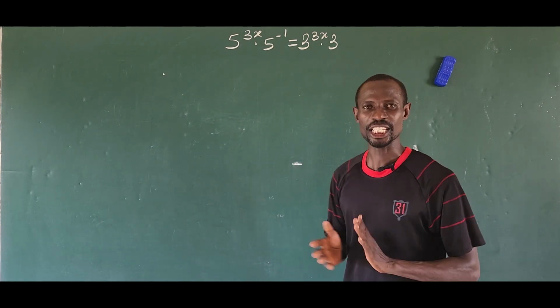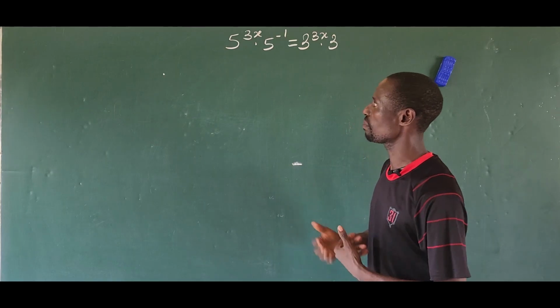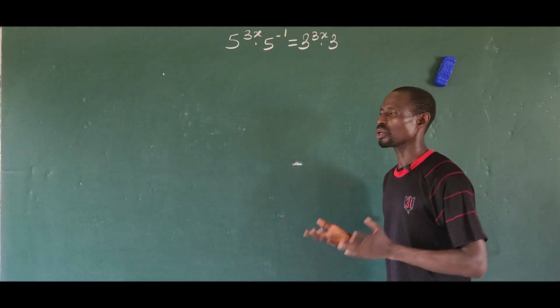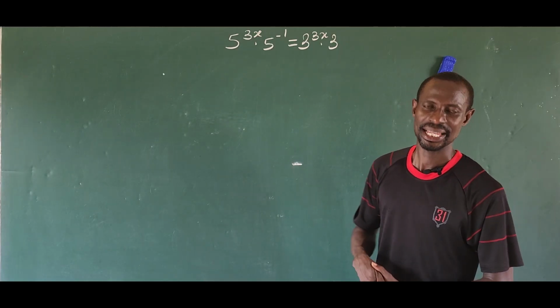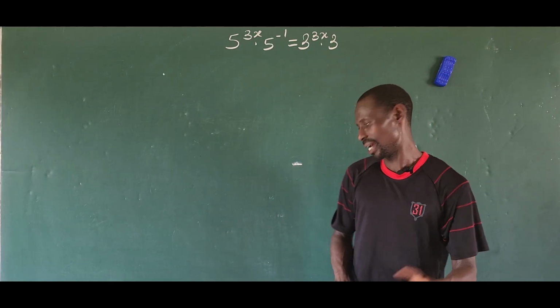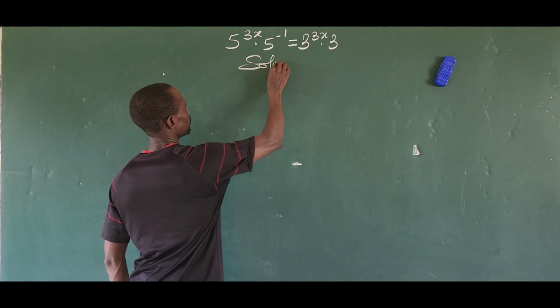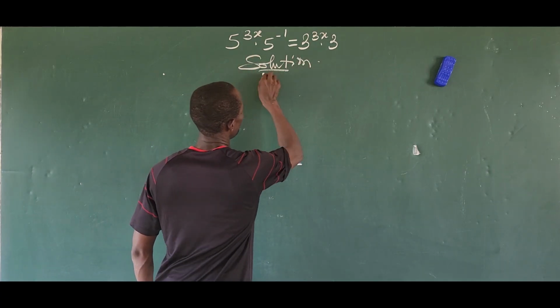How do we solve this exponential challenge? The question is 5 to the power of 3x times 5 to the power of minus 1 equals 3 to the power of 3x times 3. What is the value of x here? So let's go on this journey. So we have the solution.